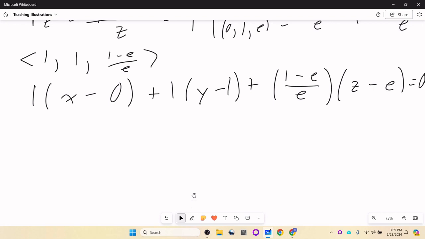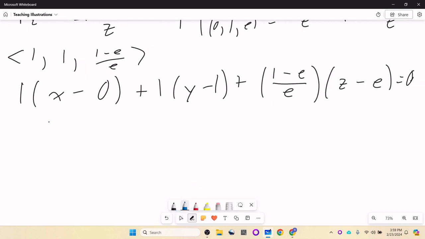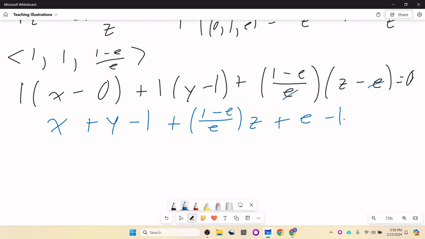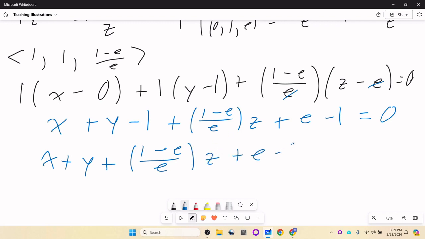And if we want to expand this and collect some like terms, it would be x plus y minus 1 plus 1 minus e over e times z plus e times negative e. Those divide out, and we get e minus 1 is 0. So x plus y plus 1 minus e over e z plus e minus 2 is 0. That would be the simplest form.